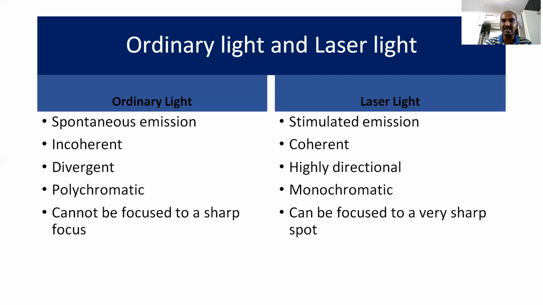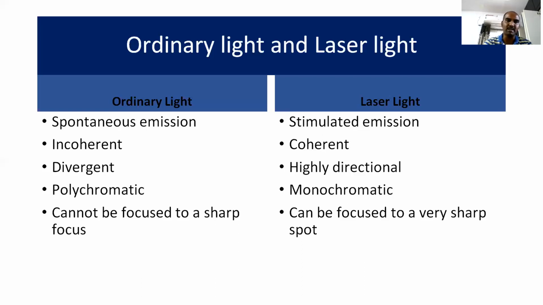So the second one is that it is incoherent. I already mentioned that during the process of spontaneous emission, we are getting incoherent photons. And incoherent photons travel in different directions. That's why the ordinary light radiation is divergent. It is possible to travel in all possible directions. That's why it is divergent.